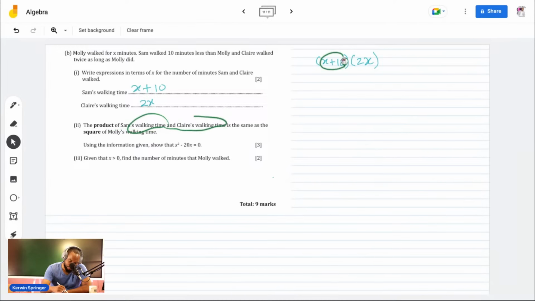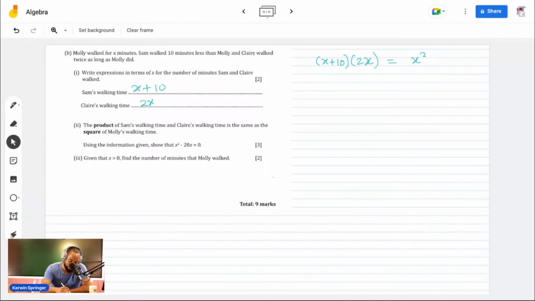Is the same as, and when you say is the same as, what does that mean? Is the same as the square of Molly's walking time. So you have to take Molly's walking time. Who is Molly again? Molly is just the x, and square that up. Use this information.